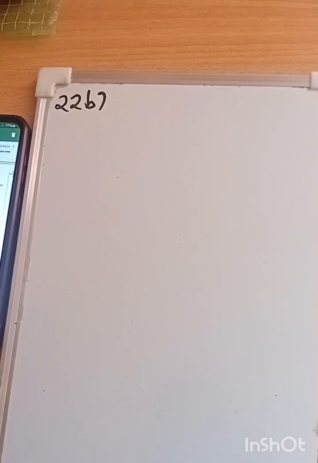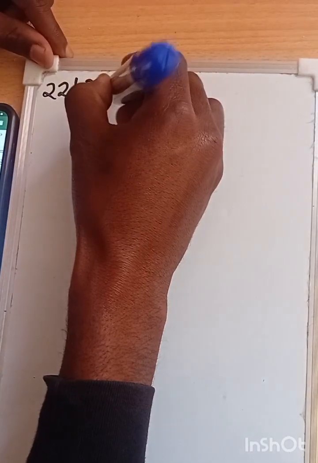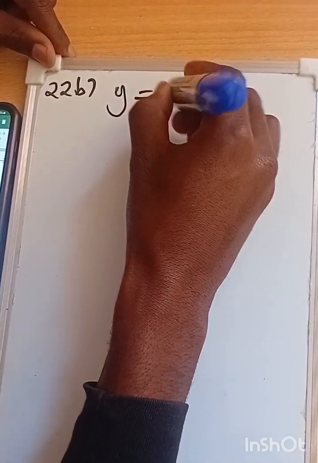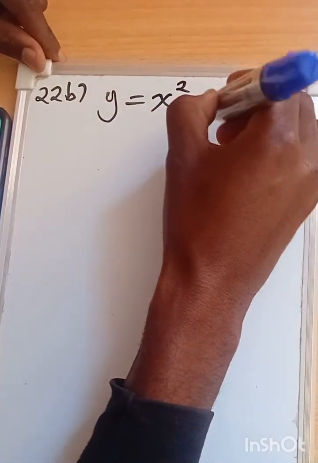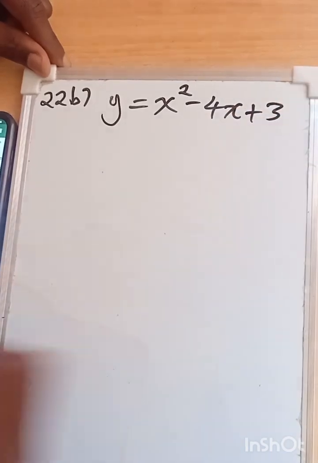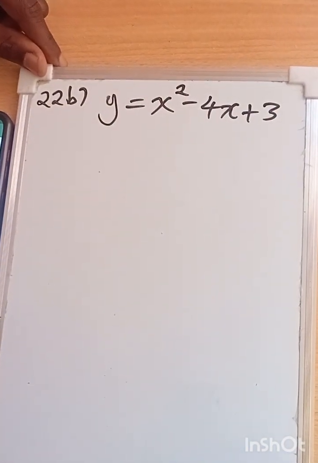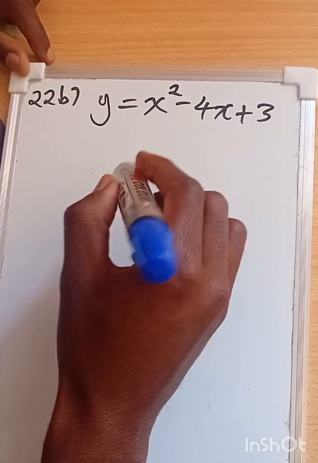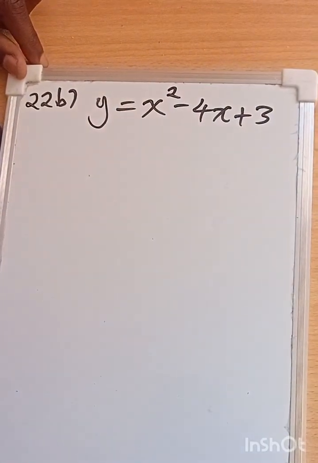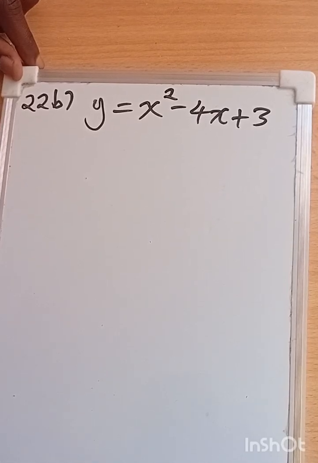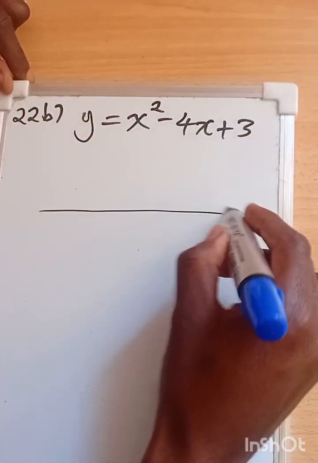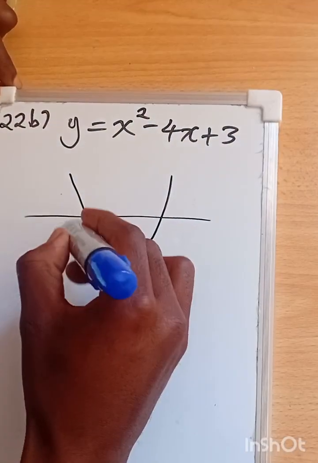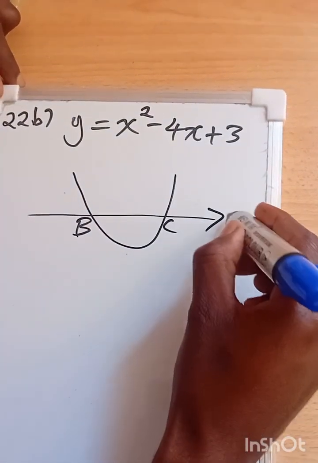So 22b, we have a question. The sketch shown below represents the graph of the curve whose equation is y equals x squared minus 4x plus 3, passing through the points A, B, and C. So I'm sure you saw the question. If you pay attention to the graph, the first question reads, find the coordinates of the points B and C. So B is there, C is there on your diagram.